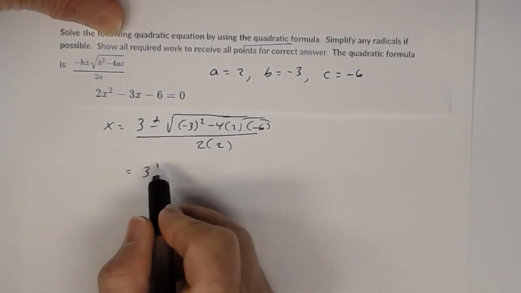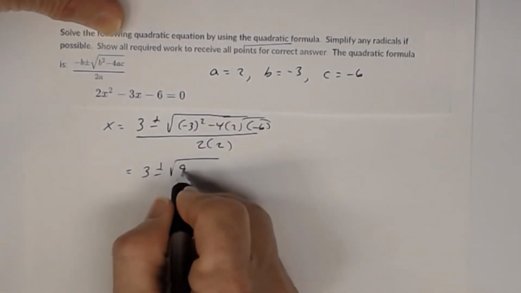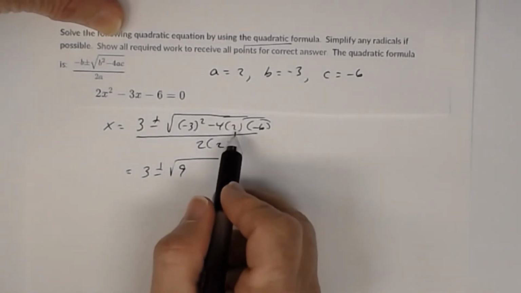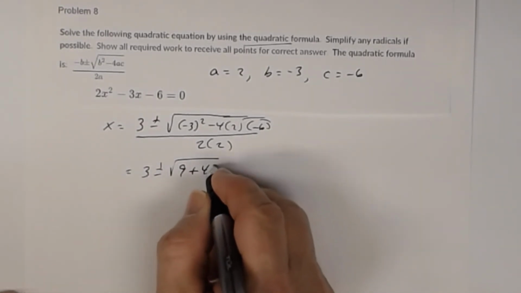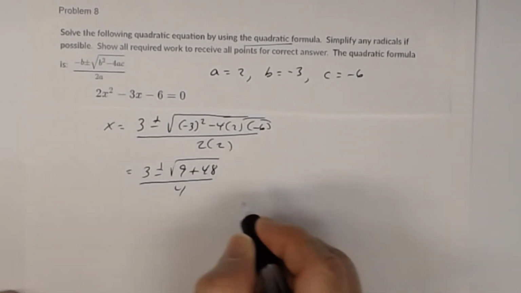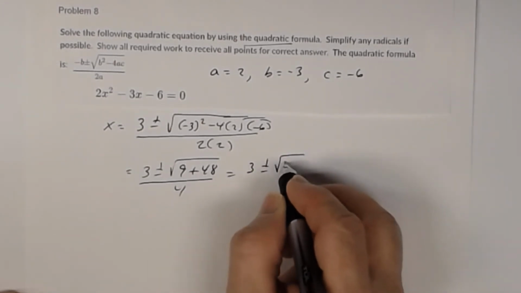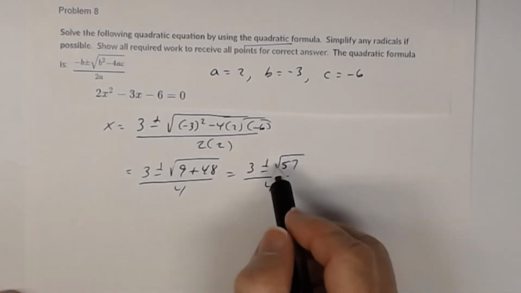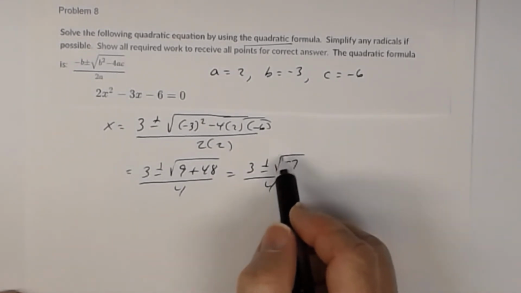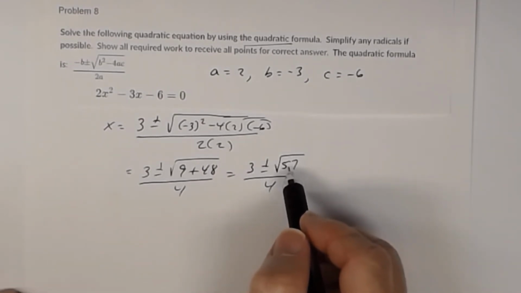So I get 3 plus or minus the square root of negative 3 times itself is 9. A negative 4 times 2 times a negative 6 is a positive 48 divided by 4. And so that becomes 3 plus or minus the square root of 57 divided by 4. And then at this point, you'll notice that the square root of 57 cannot be simplified. The only perfect square that goes into 57 is 1. So that's your answer.